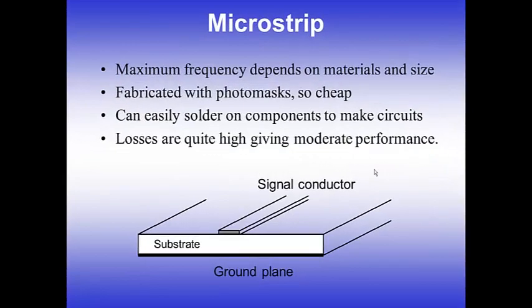The maximum frequency that you can use microstrip to depends very much on the kinds of materials you choose and the size of the microstrip line. One advantage of microstrip is that it's fabricated just like a printed circuit board by photolithography using photomasks, so it's cheap to make. Secondly, you can easily solder on components and make all kinds of circuits. However, you do need to be careful because the losses in microstrip are quite high for a number of reasons, so you don't get particularly good performance.